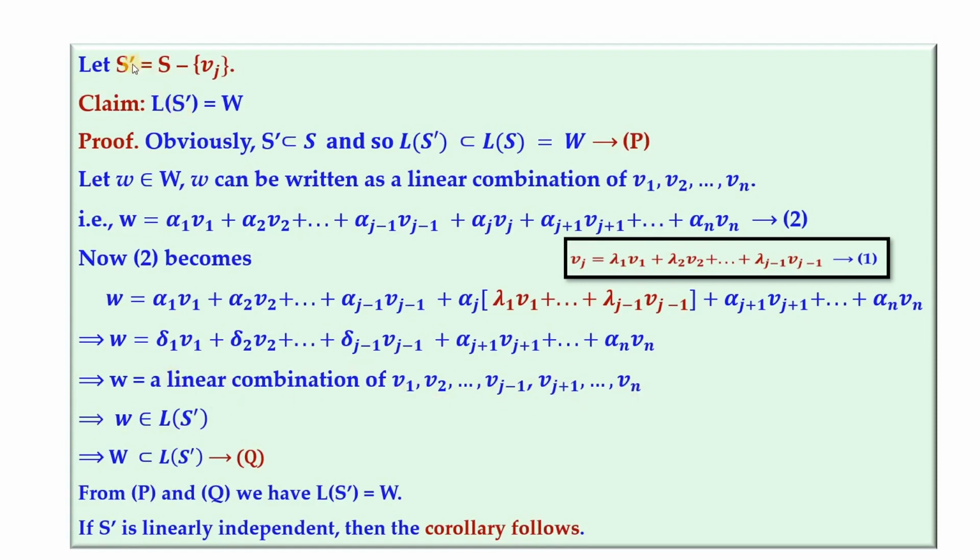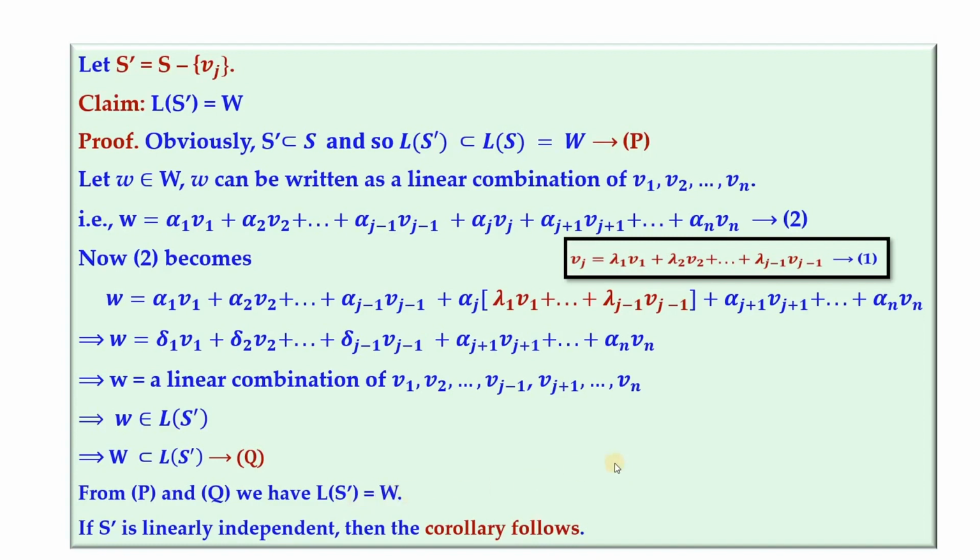Such elements are present in S prime because S prime is S from which Vj is taken out. So obviously our w now is a member of L of S prime. So small w is a member of this, so W is contained in L of S prime. If this statement is named as Q, then from P and Q we conclude that L of S prime is equal to W.